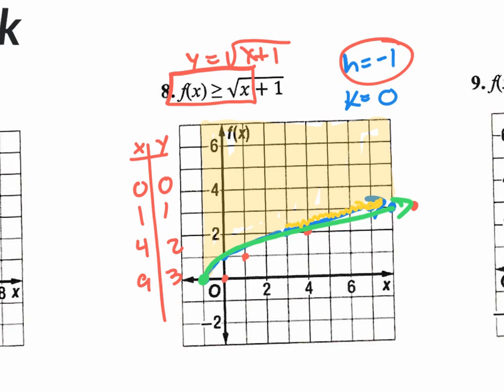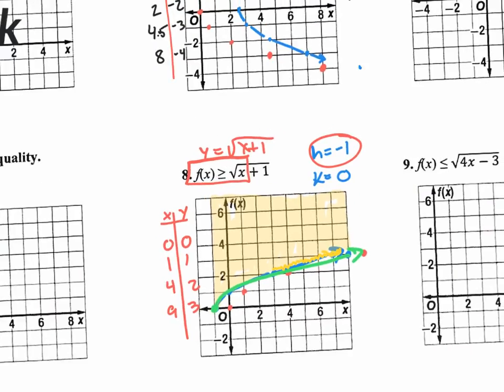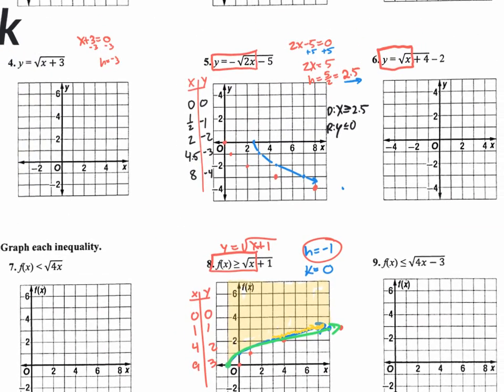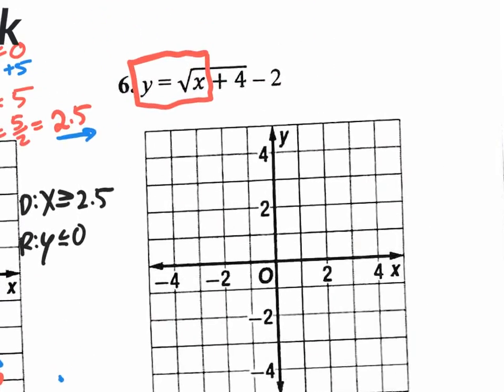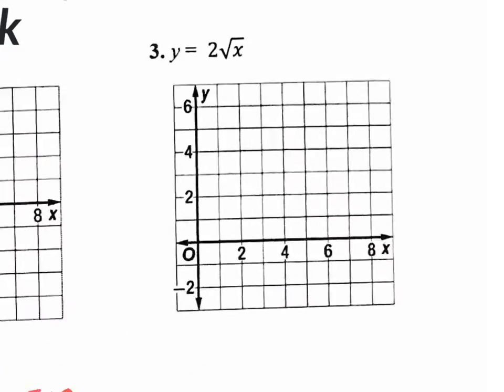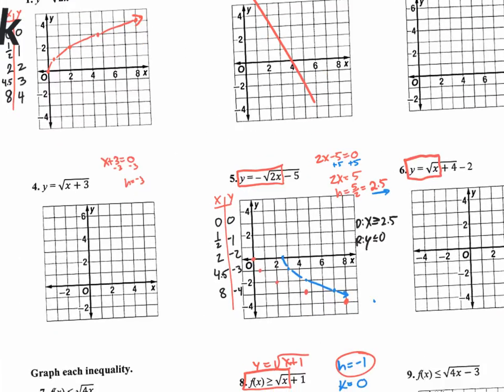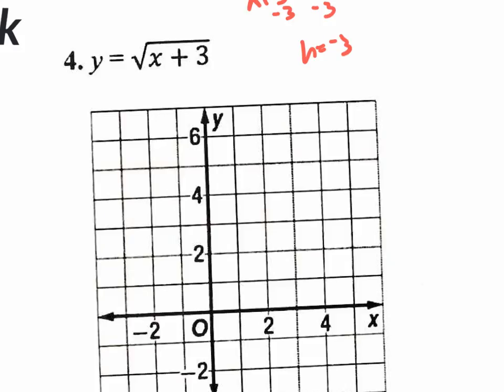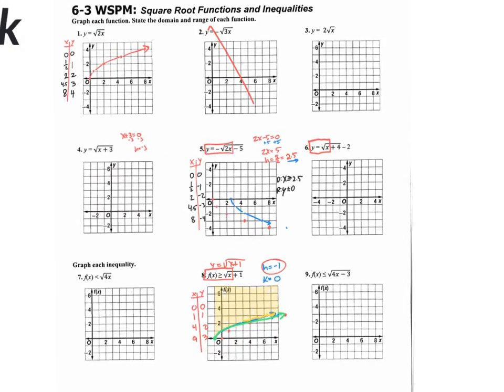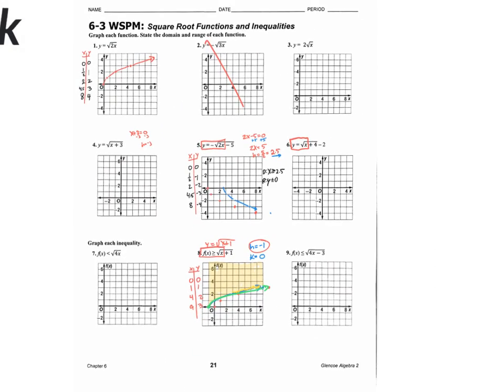So again, I repeat, this will not be on the quiz tomorrow, but it's important to know. What are we going to see on the quiz tomorrow? Something like number 6, something like number 3, something like number 4. So you guys have the rest of the class to do the rest of these. Do numbers 3, 4, 6, and 7 or 9. 7 and 9. Go for it.